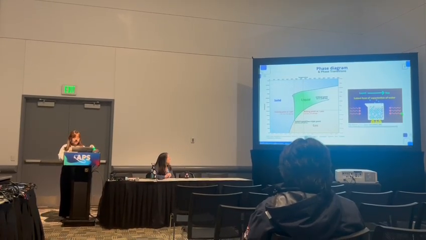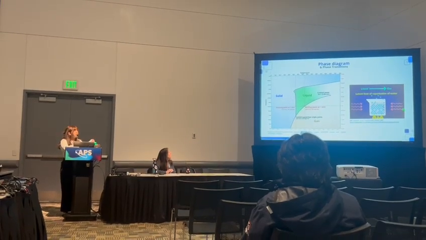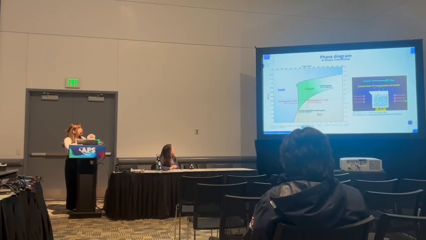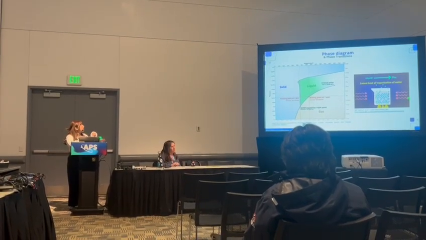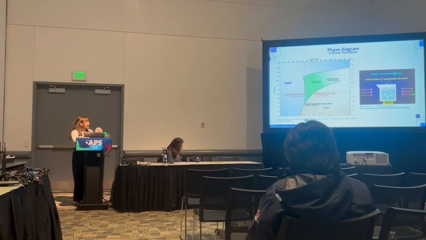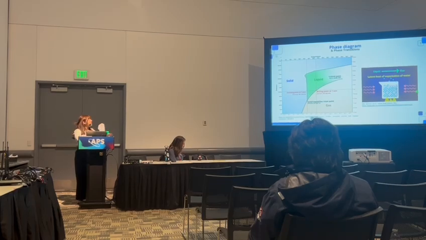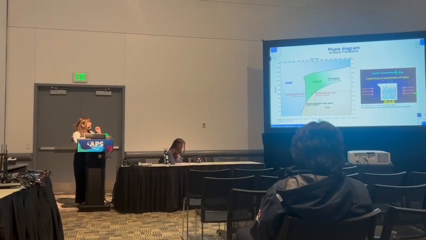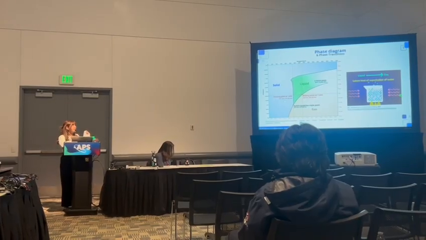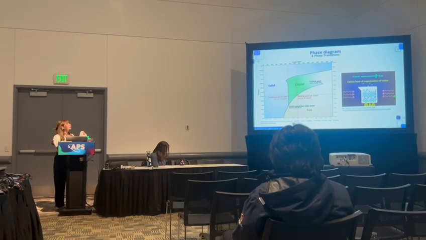temperature. For example, I have here the water phase diagram. At atmospheric pressure, it can tell us where the critical temperatures are: 0 Celsius and 100 Celsius. Here we can see the phase transition from solid to liquid and from liquid to gas.